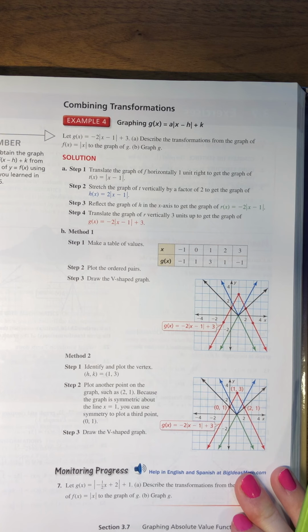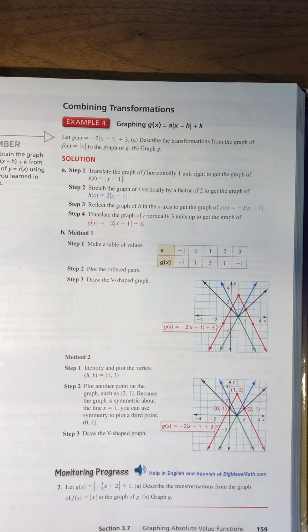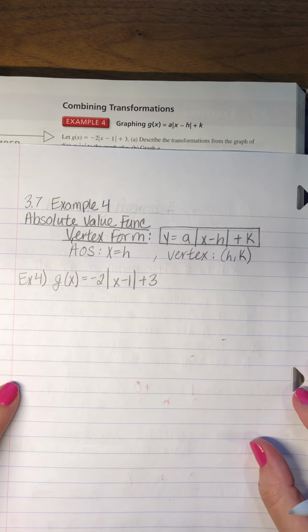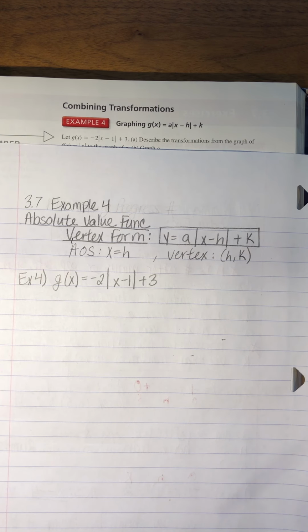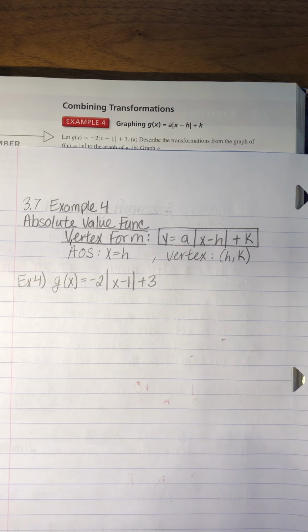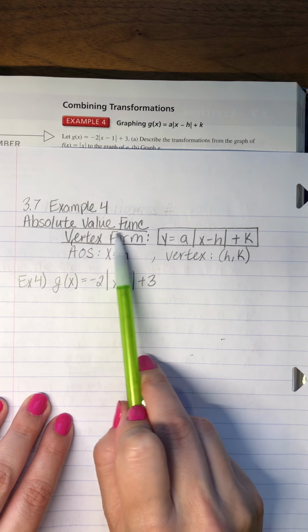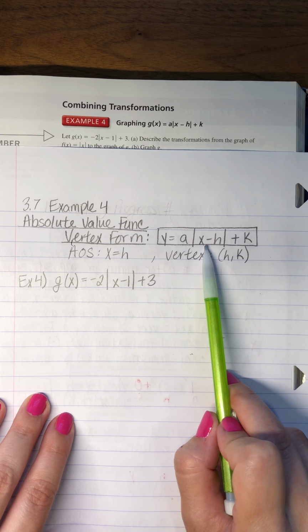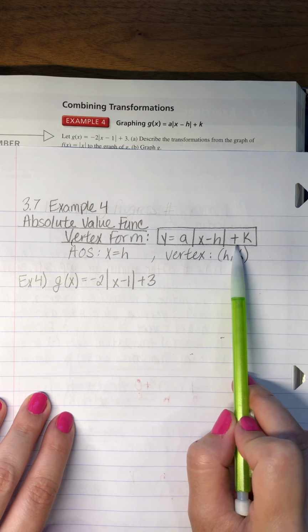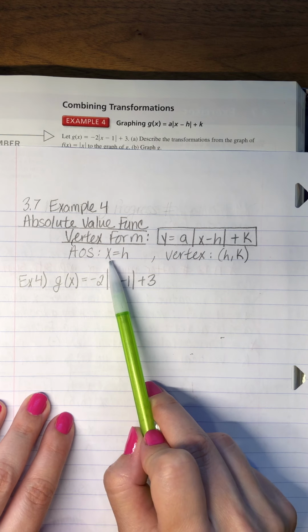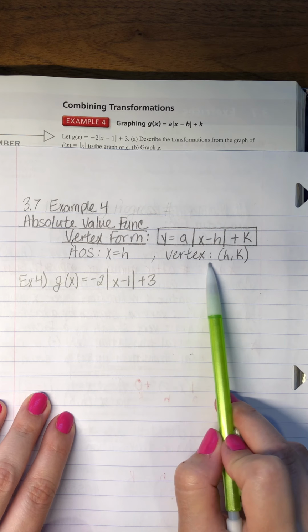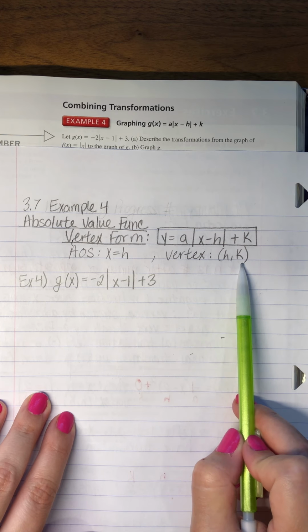Okay, I'm going to skip ahead to look at example 4, where we're going to put it all together. And I just want to show you the notes that I have down here. If you want to pause the video quickly, maybe copy down these notes so that you can refer to them. This is our absolute value function in vertex form. Y equals a times the absolute value of x minus h, and then plus k. Remember that the x equals h is our axis of symmetry, and our vertex is the point h comma k.